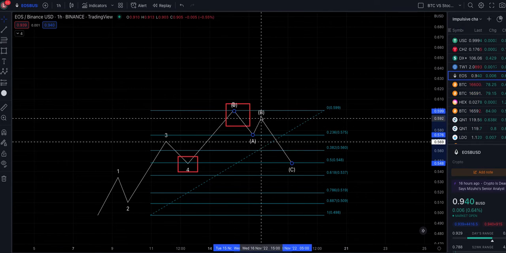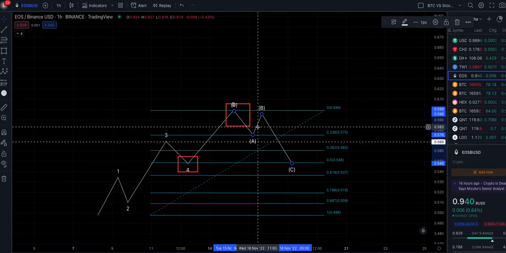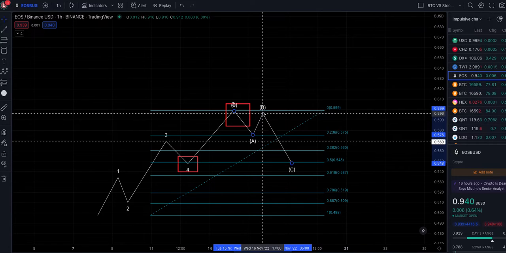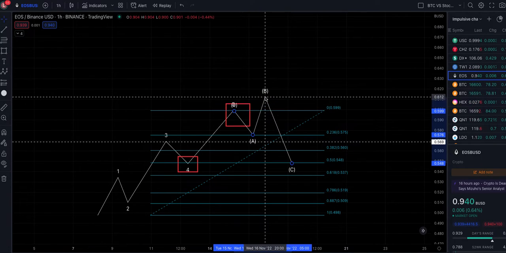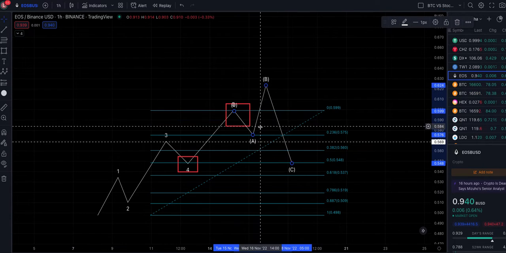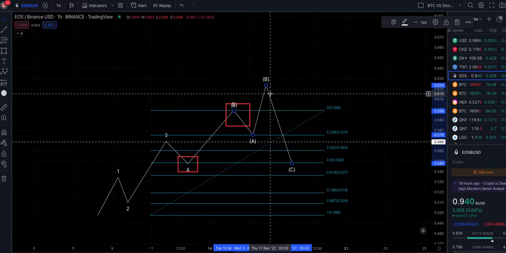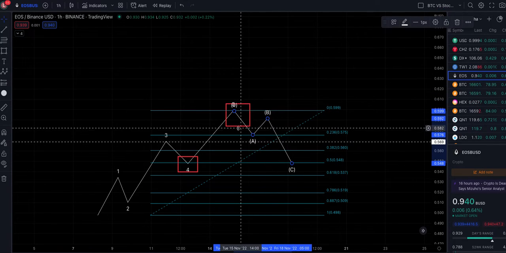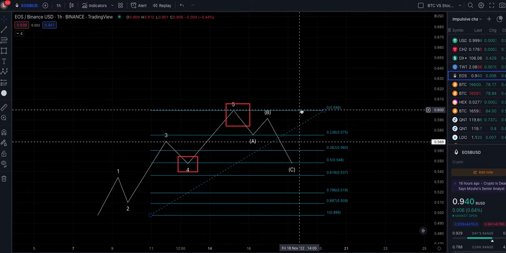It starts to go up in a wave B. People start going, oh my God, it's going up again. Let's continue to buy. People start FOMOing back in. Now, an overshooting wave B can happen where it goes above the wave 5, and it gets people to FOMO in on this wave before it comes crashing back down in a wave C.